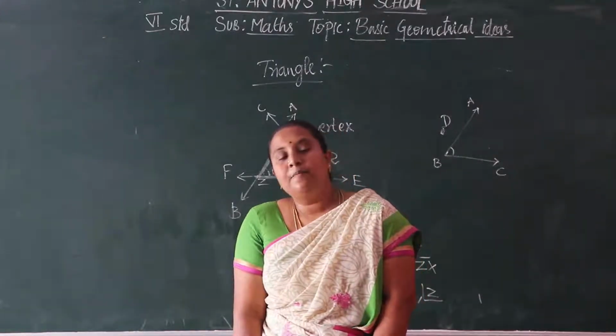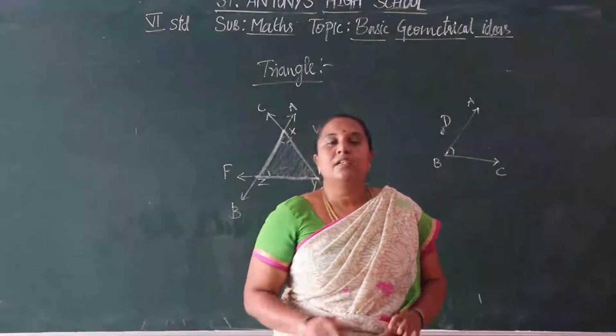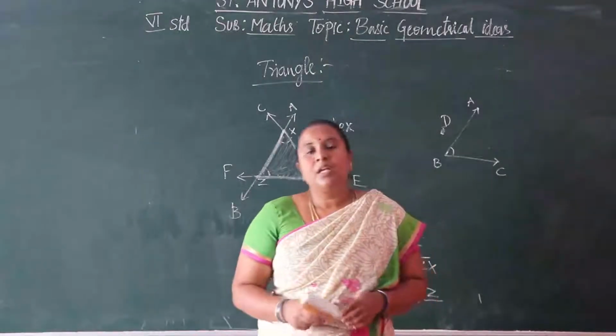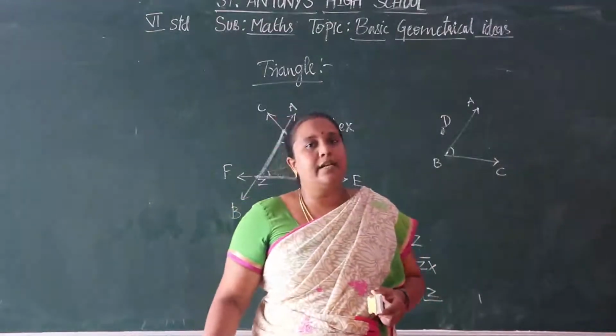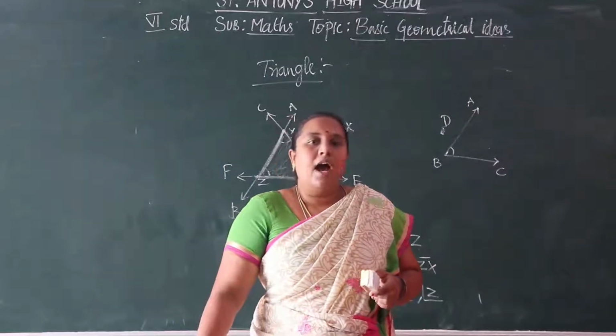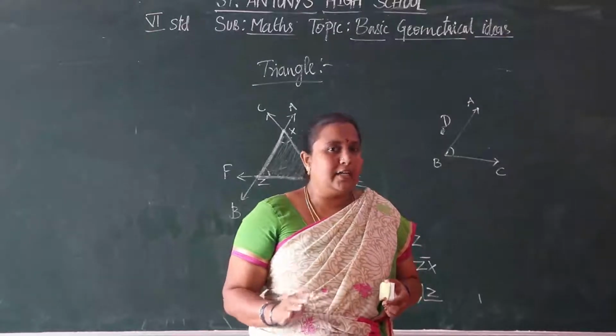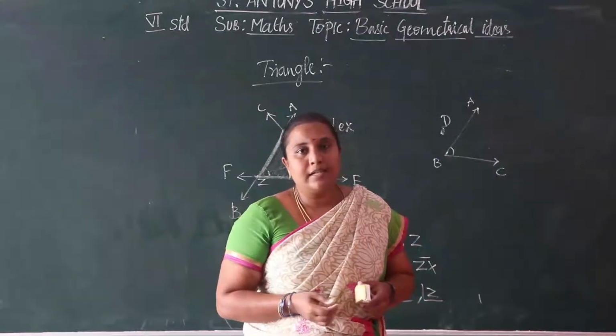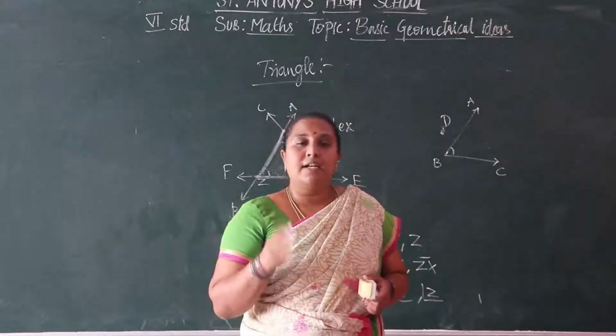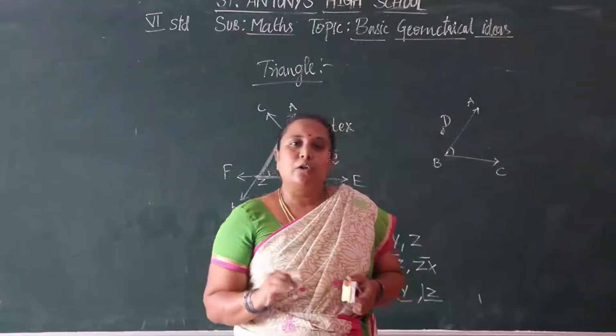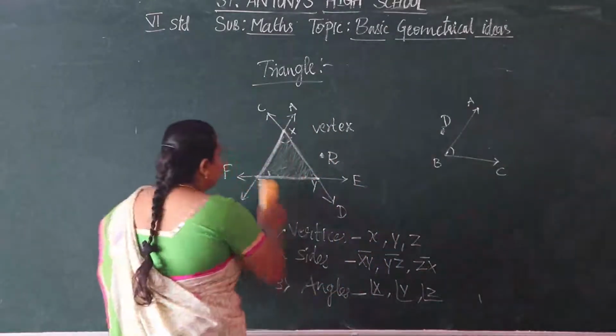Next we move on to quadrilaterals. Quadrilateral is also a polygon, and it is a four-sided closed figure.